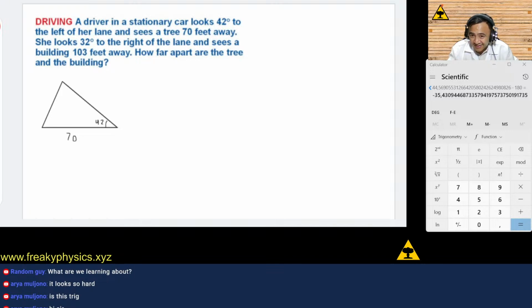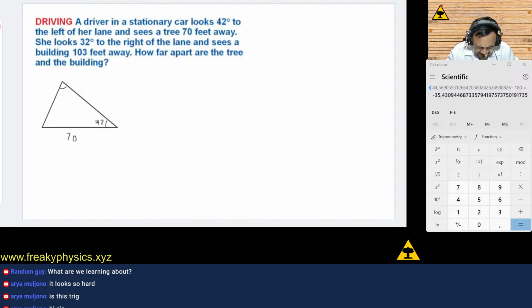There's this random guy named Random Guy on the screen. He just asked what we're learning about. So we're learning about the law of cosines, and we're now in the applications.